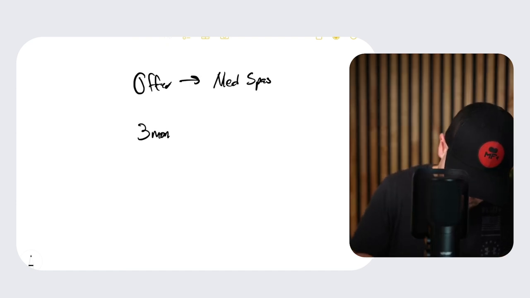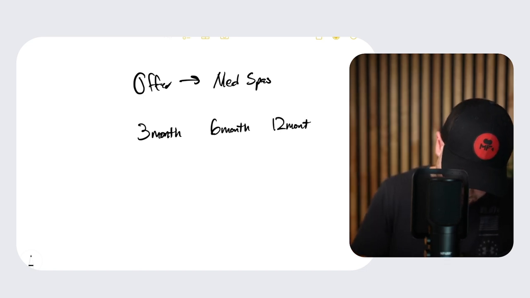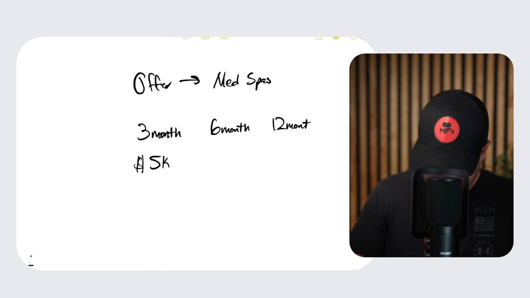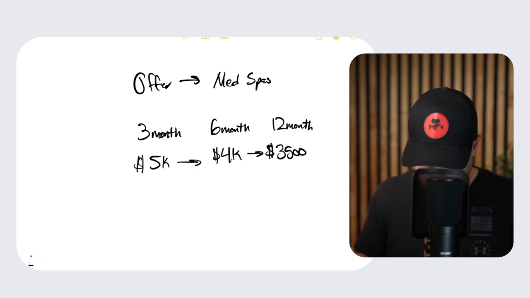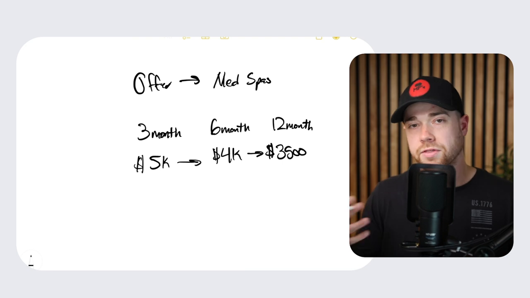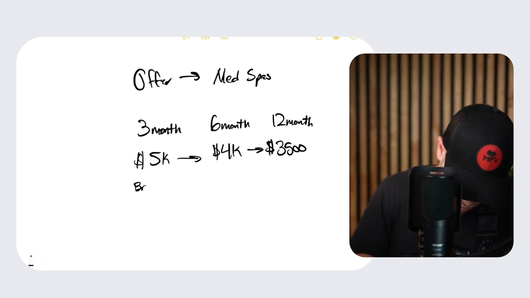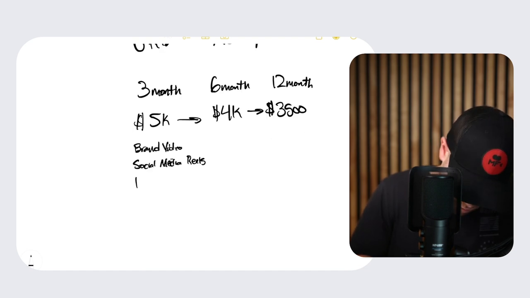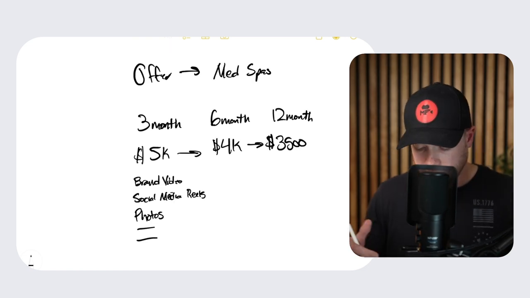Typically we do a 3-month, a 6-month, a 12-month offer. Let's say our 3-month is 5K a month. Our 6-month is 4K a month. I'm just putting out numbers here. And our 12-month is 3,500 a month. Typically I go down in price point for the longer term commitment. They sign on for 12 months, the monthly goes down a little bit. And then let's say we have a certain amount of deliverables, like a brand video, social media reels, photos, and some other line items. So these would be our packages, 5K, 4K, 3,500.